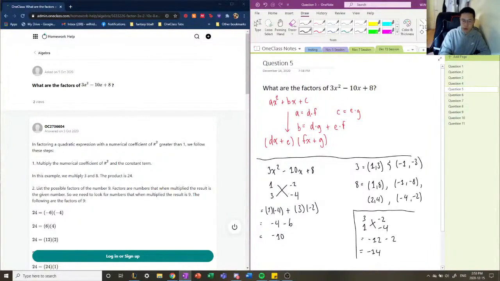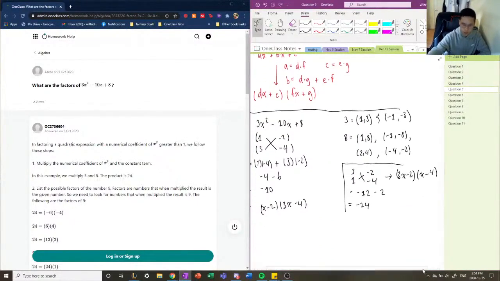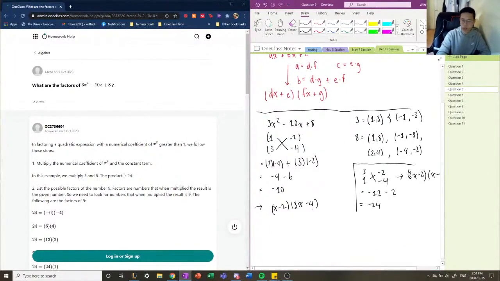what happens after we figure out that these are our factors is that this here becomes our first factor and this here becomes our second factor. So it's going to be x minus 2 and 3x minus 4 as our factors. In the other sense, if we were to convert it, we'd get 3x minus 2 times x minus 4, which is not the correct factors of our quadratic equation here. So these are the factors, x minus 2 and 3x minus 4. These are the factors of our quadratic function, and we were able to do that by using this cross multiplication method.